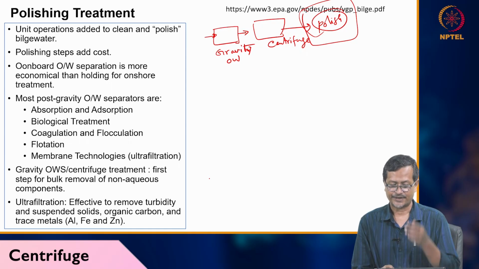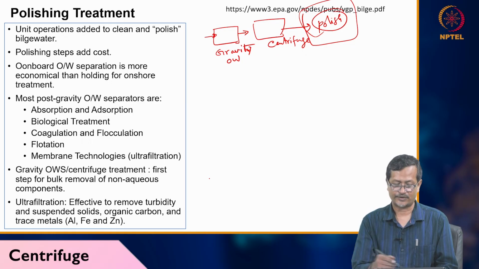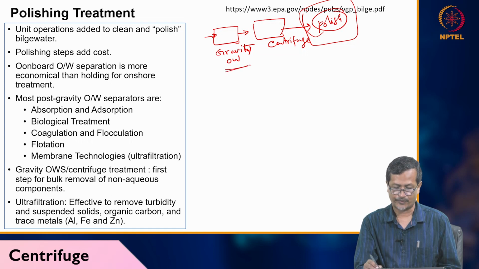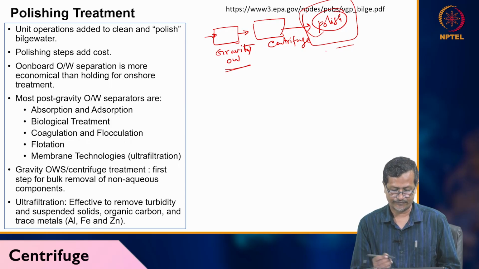Okay, unit operations added to clean and polish bilge water. Polishing steps like onboard oil water separation are more economical than holding onshore. Most post-gravity OWS separators are adsorption systems, biological treatment, which we have already seen, coagulation, flocculation, flotation, and membrane technologies. Gravity OWS or centrifuge treatment is the first step of bulk removal of non-aqueous components. In the polishing stage, ultrafiltration can also be done, effective to remove turbidity and suspended solids, organic carbon, and traces of metals like aluminum, iron, and zinc.